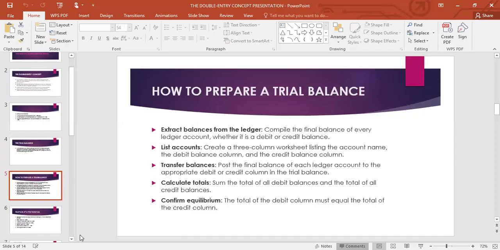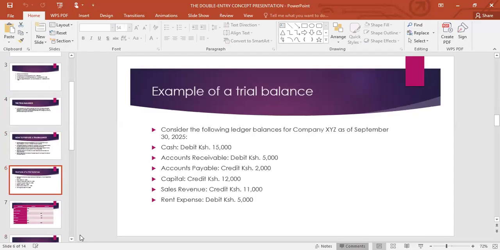Now, I want us to learn how we are going to prepare a trial balance. And simply, we have to go to an example. Now, I want us to consider the following statement as you are seeing on your screen of the company XYC as of September 30th, 2025. Mnaona hapo?